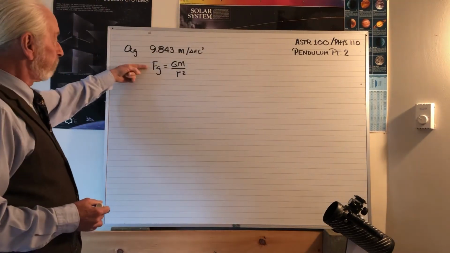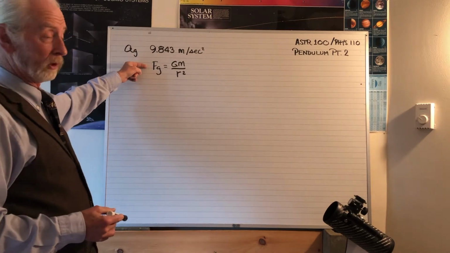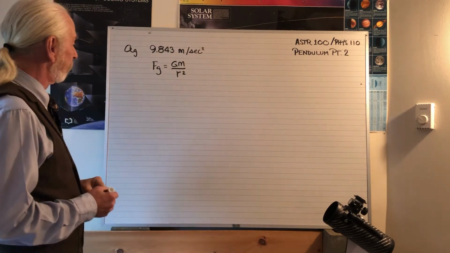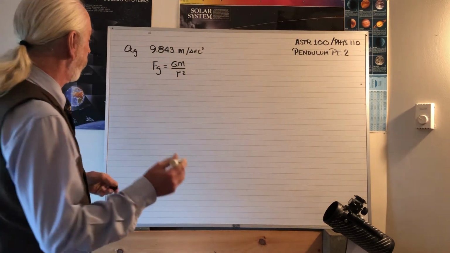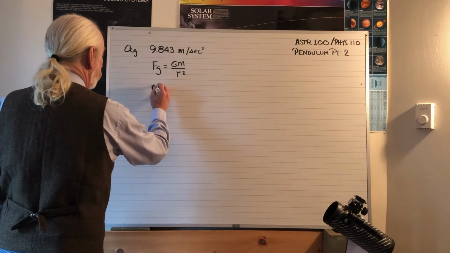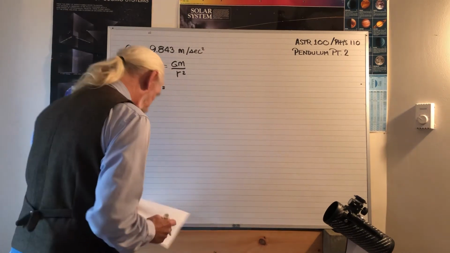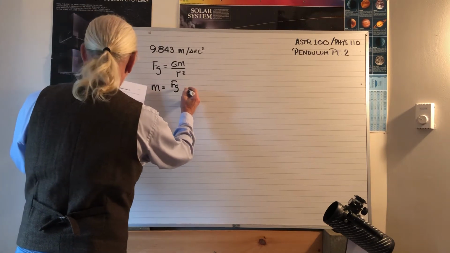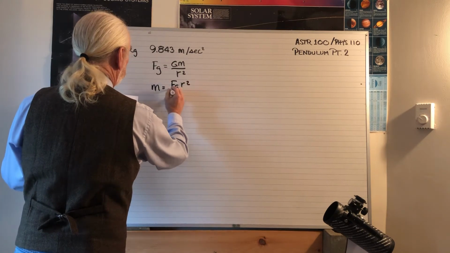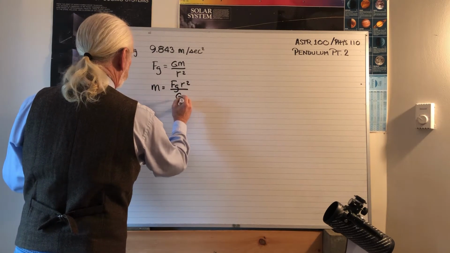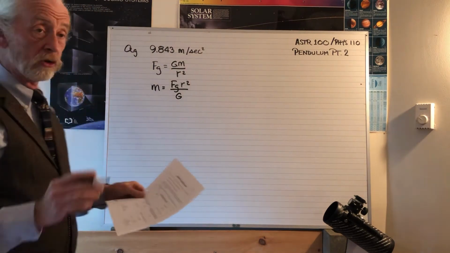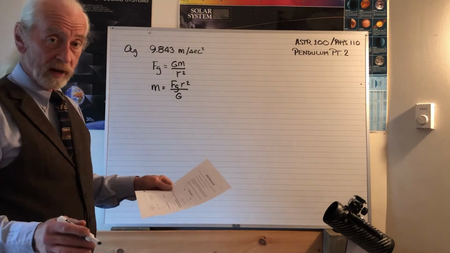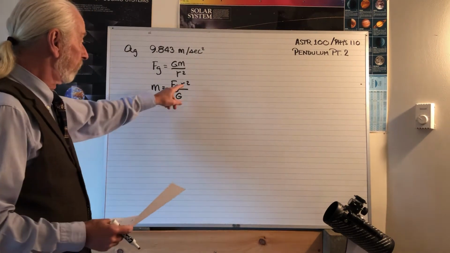This goes to our simplified or hacked version of Newton's law of gravity. And using a little bit of algebraic razzle-dazzle, we can rewrite that so that it reads m equals Fg r squared over g, the gravitational constant. So we should be able to plug in some numbers and figure out what the mass of the Earth is. What we need to know is the radius of the Earth.